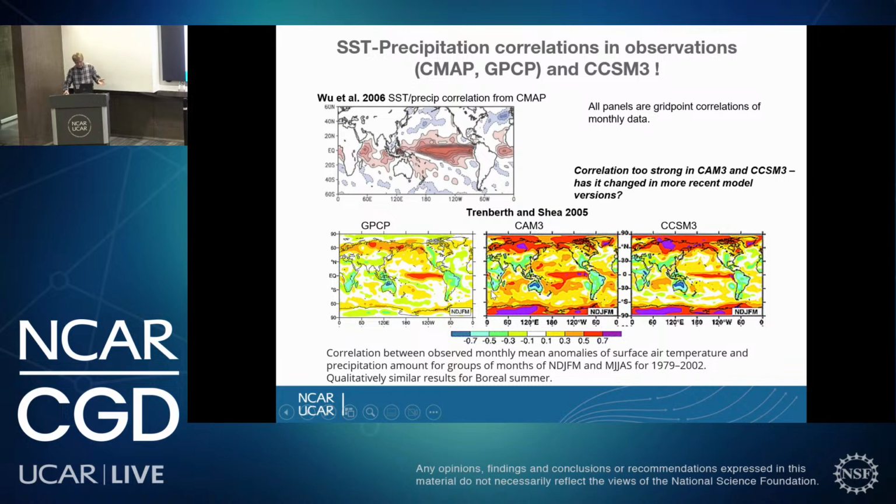And then in CAM3 and CCSM3, the general takeaway point was that the correlations were too high, not just in the atmosphere model. And you can imagine an atmosphere model doesn't have the perfect coupling, but in the coupled model, there's also higher correlations. So, is that a problem with the model? Or is it some of the observations? And has it changed in more recent model versions?